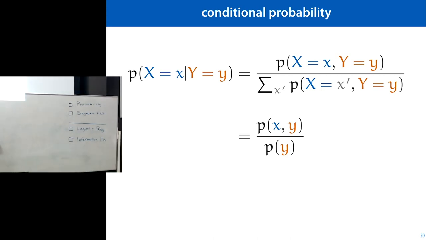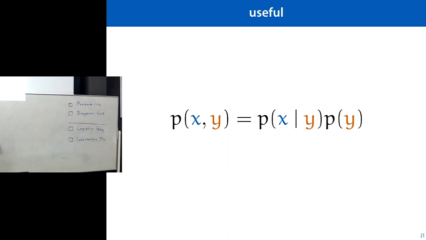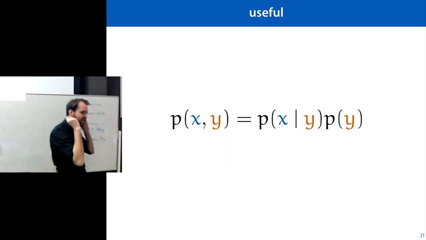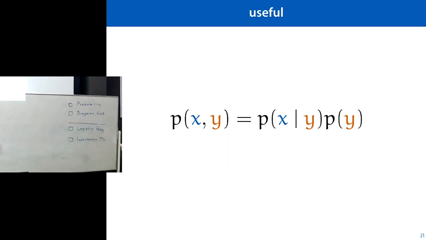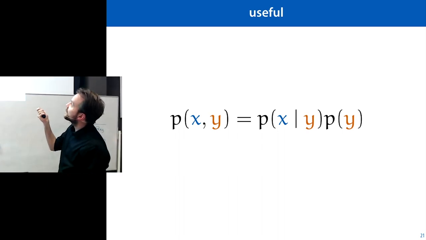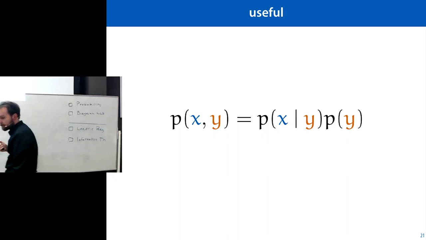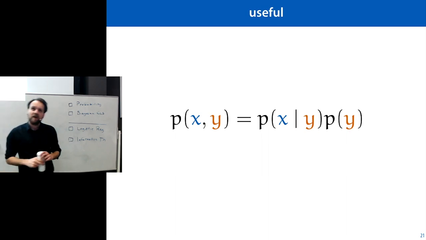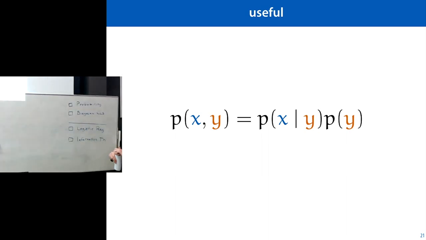And if we rearrange this, we get this. And this is a very useful identity. So it's basically just expressing the conditional probability, but rearranging things. And it tells us that the joint can be factorized as the marginal on Y times the conditional on X given Y. So try and sort of imprint this on your eyes as much as possible, because this identity is going to come up a lot.